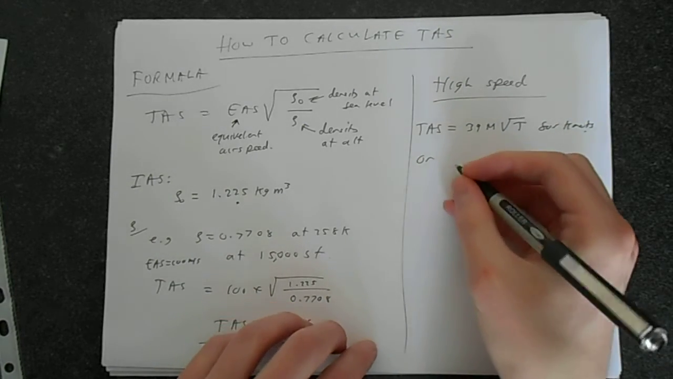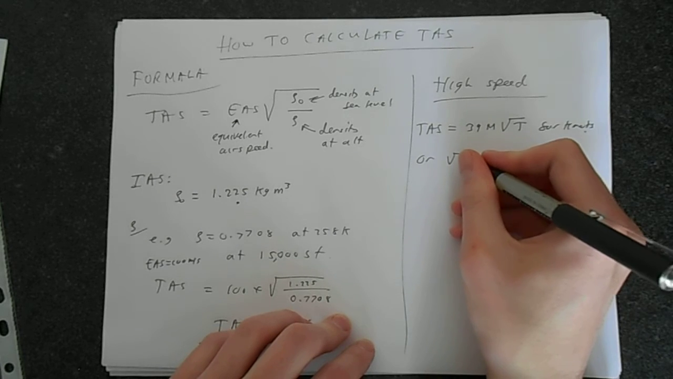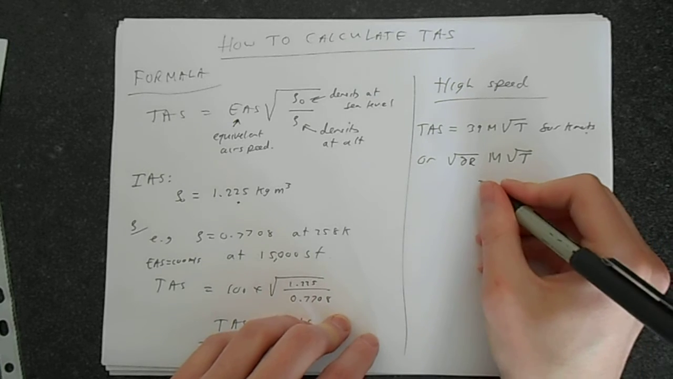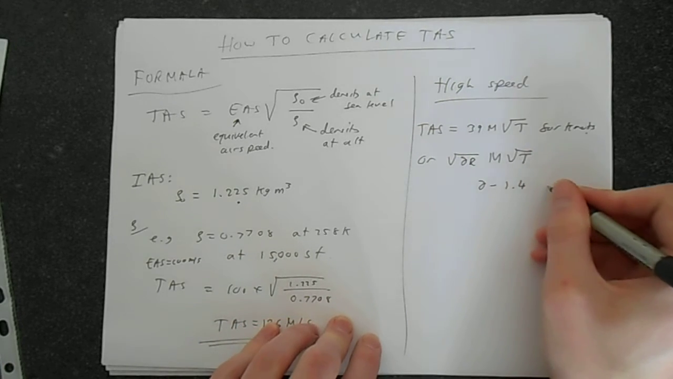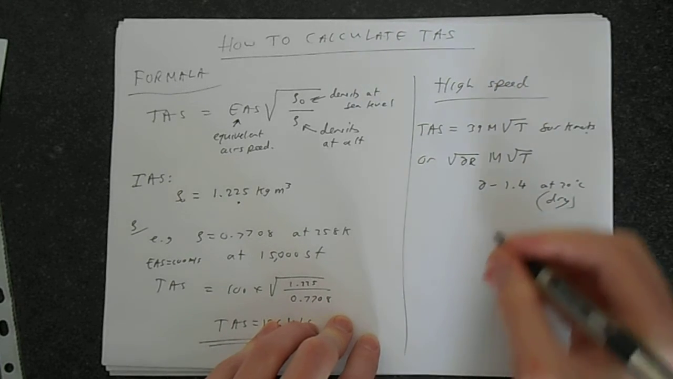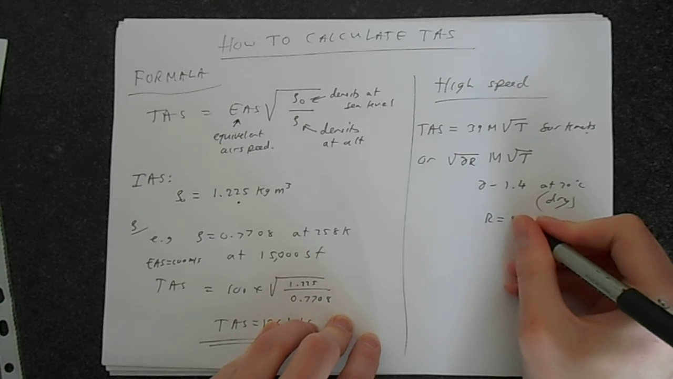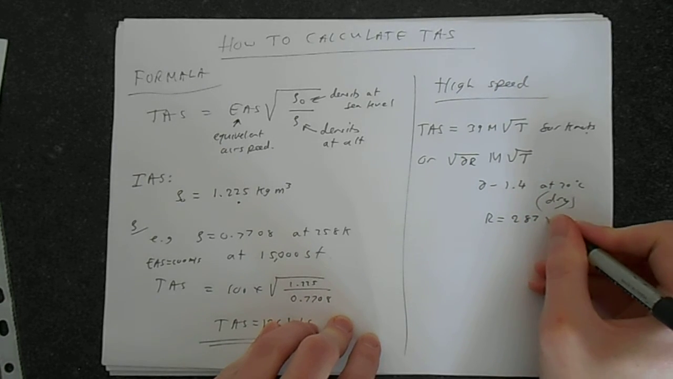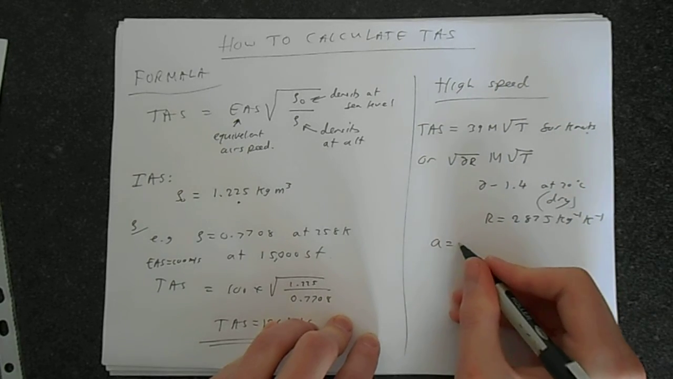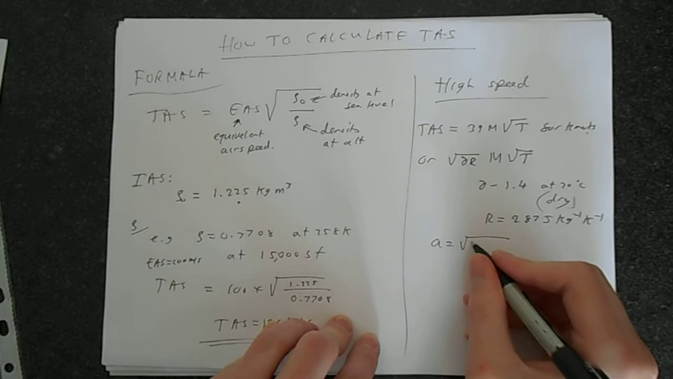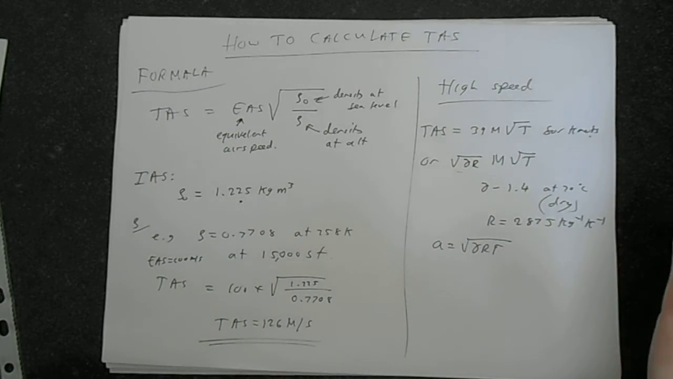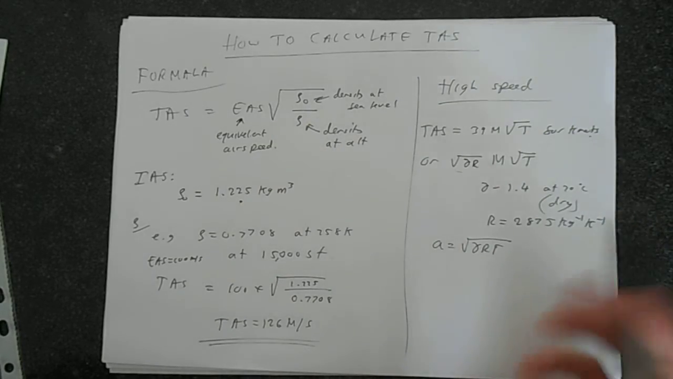Otherwise, you can derive one, which is the square root of gamma R times the Mach number times the square root of T. This gamma is about 1.4 at 20 degrees for dry air. And this R you can take as 287 joules per kilogram per Kelvin, and this is of course derived from the fact that a, the local speed of sound, equals the square root of gamma R T, so you can work this equation from other equations online. If you've got high speed, these are the relationships you should use.